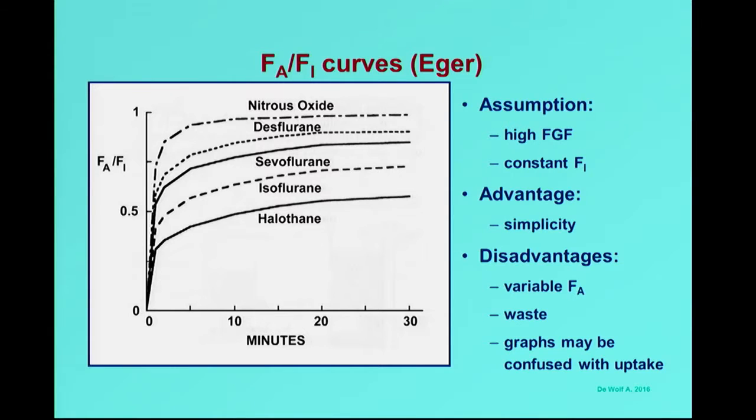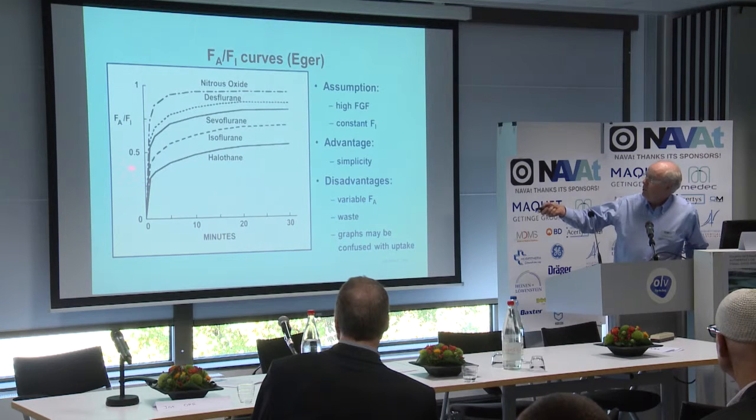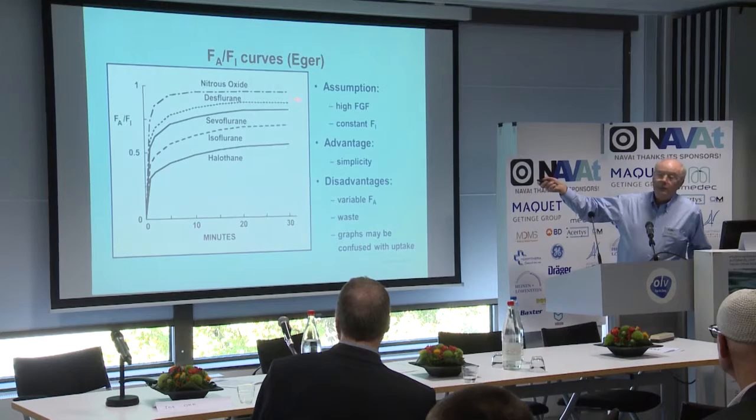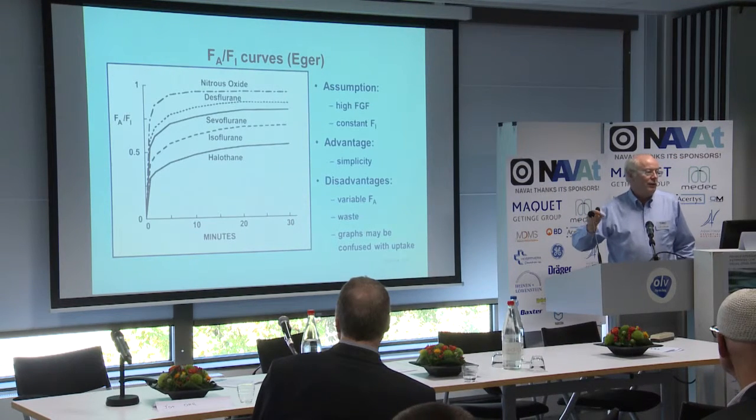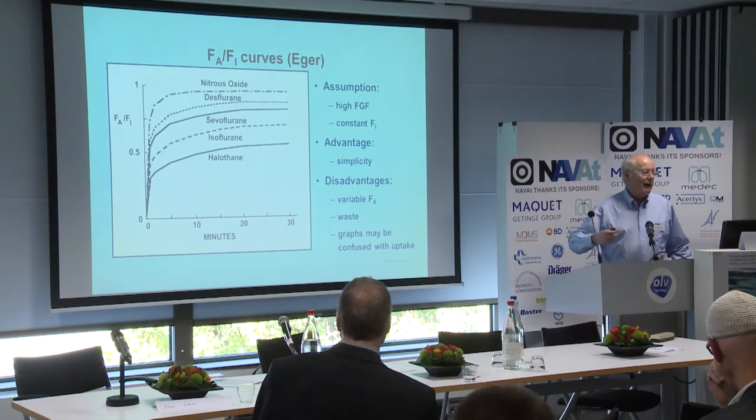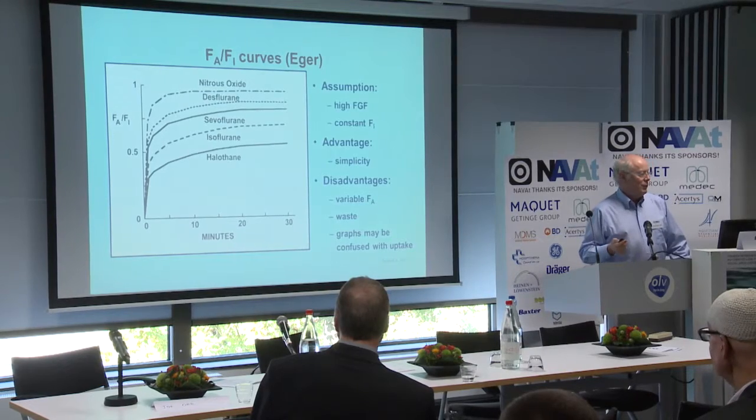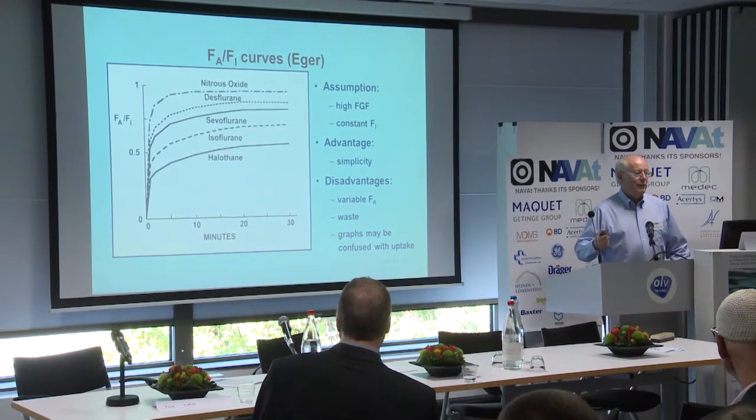It has a significant advantage. It's simple. We all seem to intuitively understand this. But there are some disadvantages. First of all, the Fa is quite variable. We start off low and then we gradually get higher and higher. And it keeps getting higher and higher until it approaches Fi. And that is not really what we do in real life. In real life, we aim towards a constant Fa, a certain depth of anesthesia.